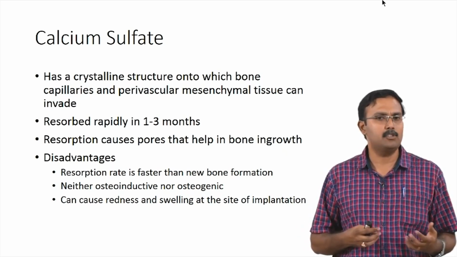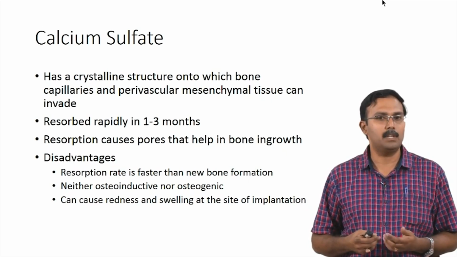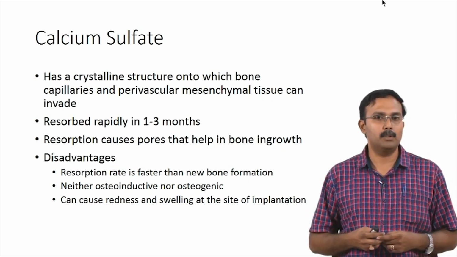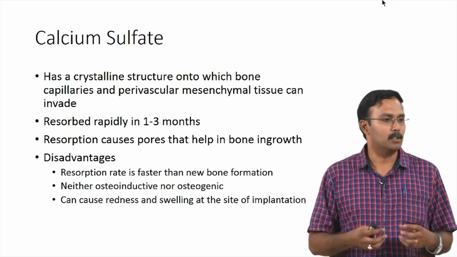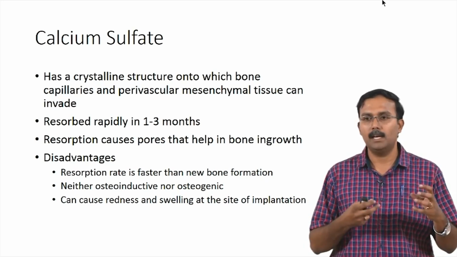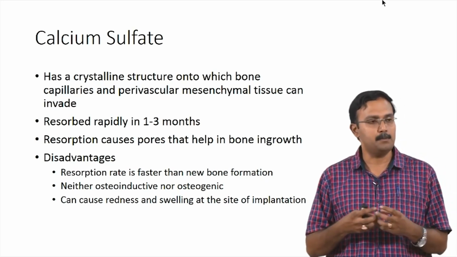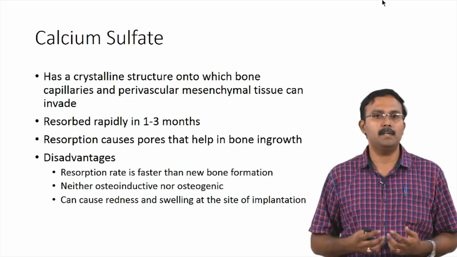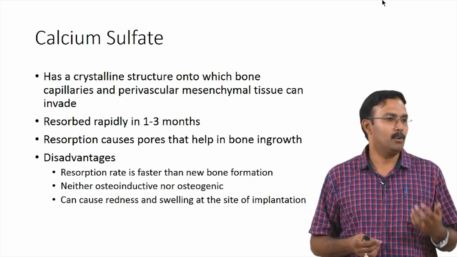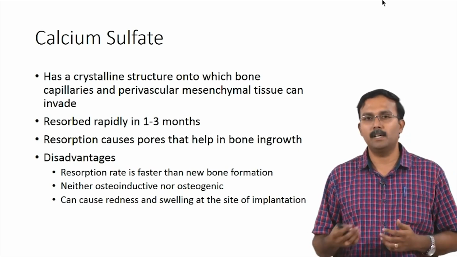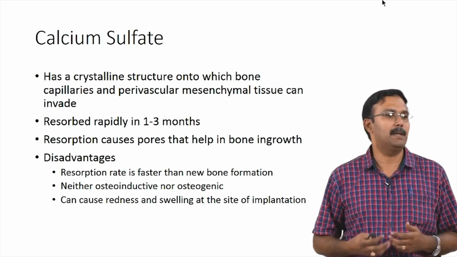It can be resorbed rapidly within 1 to 3 months. Resorption causes pores that can help in bone ingrowth. Usually for bone ingrowth to happen you need to have pores, and this resorption can create these pores which can help in the bone ingrowth. However, this resorption rate is very fast. So, bone formation takes up to 4 months, and resorption of calcium sulfate can start within a month or so.